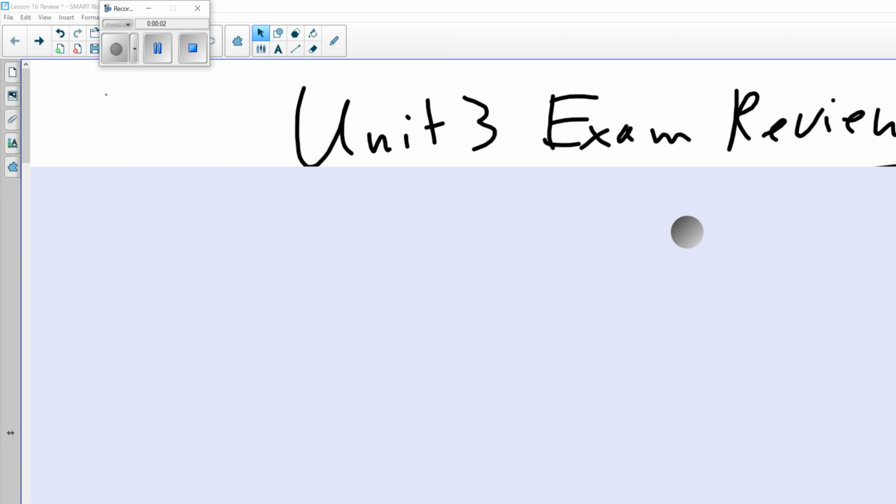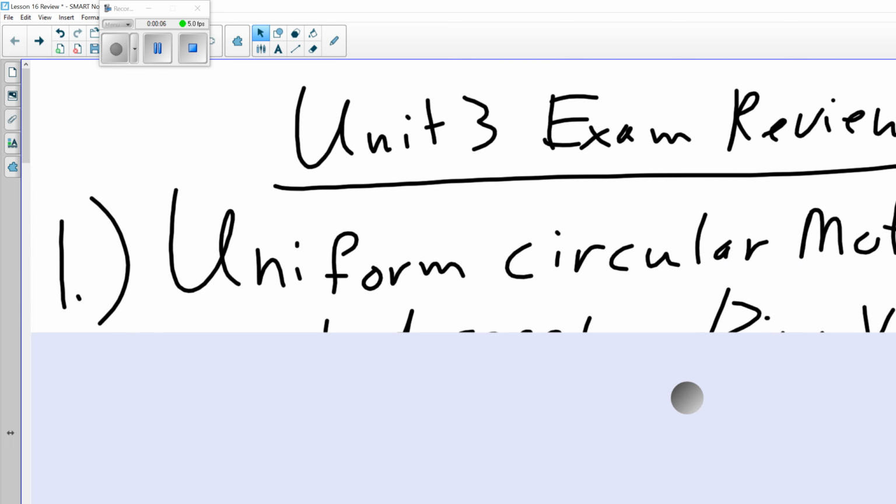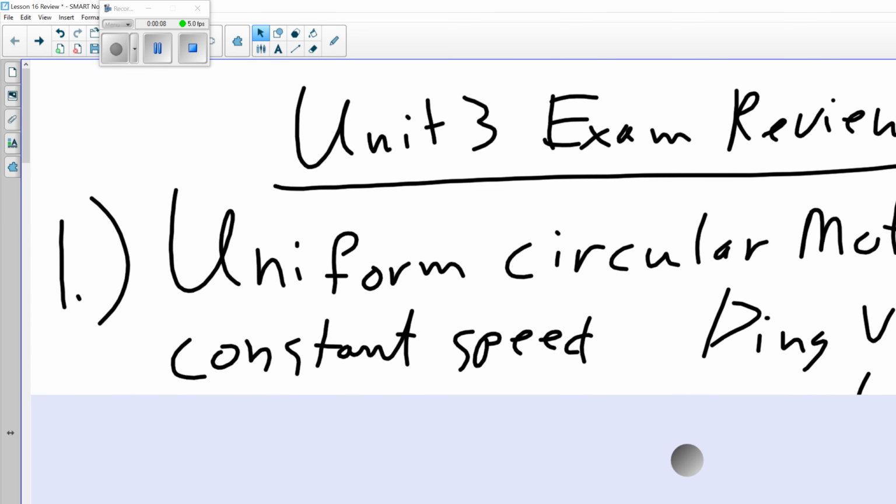Okay, so first thing we talked about in this unit was uniform circular motion, and how it was an object moving at a constant speed, but a changing velocity. That's delta-ing, changing velocity. All right. If something's velocity is changing, it's always what? It's always changing direction, and I'm thinking of a word that starts with A.